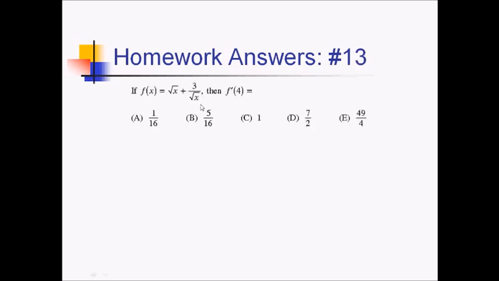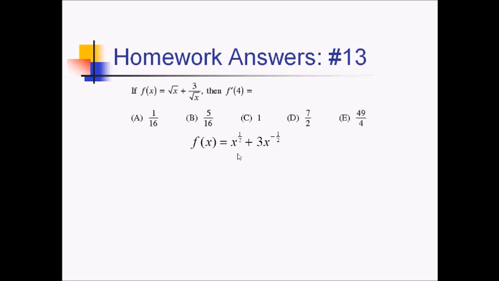For this problem, they want us to find f prime of 4 given f of x right here. So first I'm going to need to find f prime of x. And to do that, I'm going to rewrite this using just normal exponents, and then I'll use my power rule. So this radical x, I can rewrite that as x to the 1/2. And then 3 over radical x, that's 3 times x to the negative 1/2.